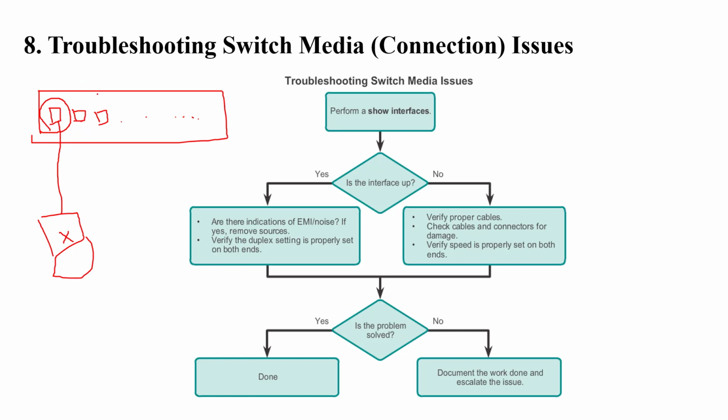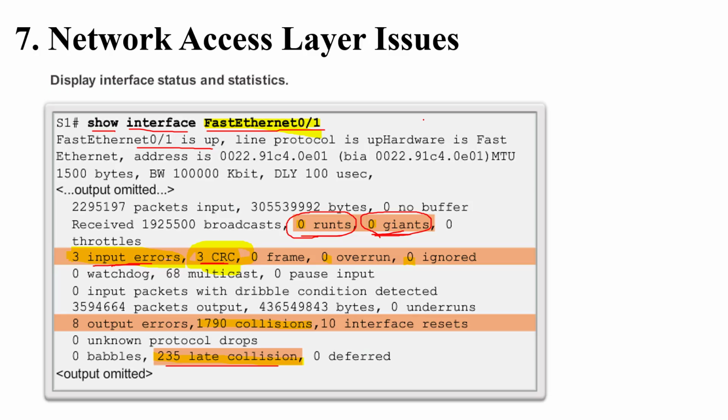Now I'm going to the switch. I'm going to enter into this switch and type the command show interface FastEthernet 0/0. You can type this particular command.